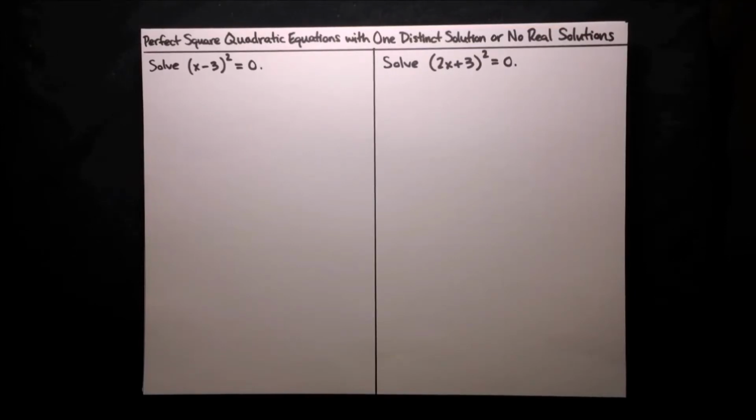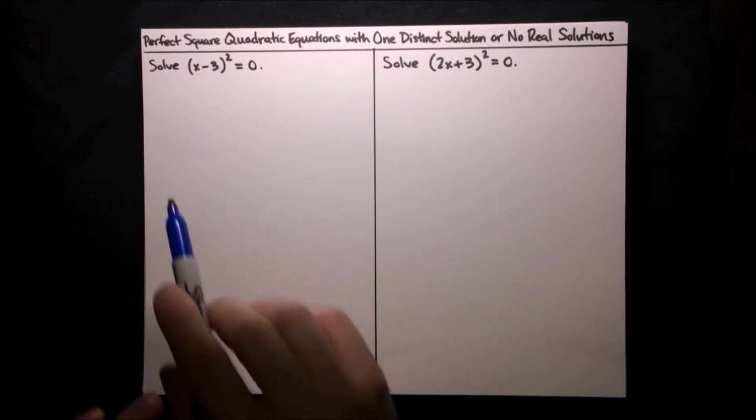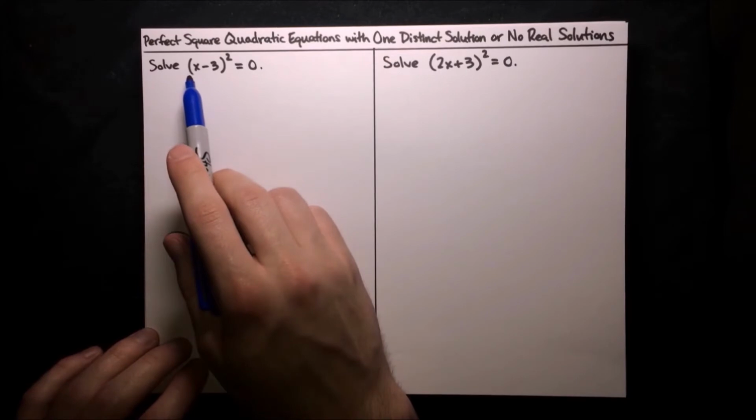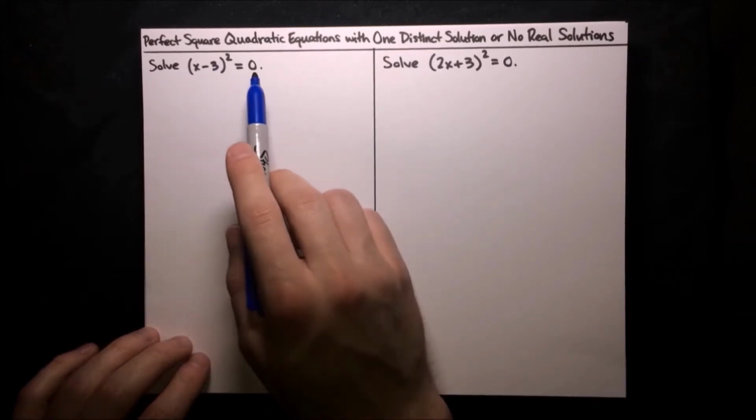In this video, I'm going to show you how to solve perfect square quadratic equations with one distinct solution or no real solutions. So here's our first example. We want to solve the quantity x minus 3 squared equals 0.